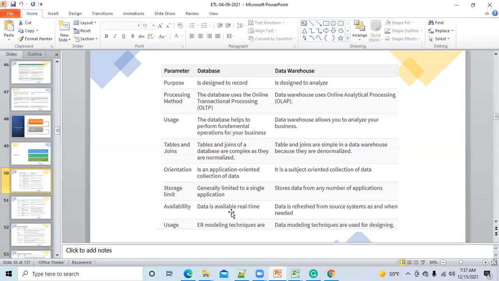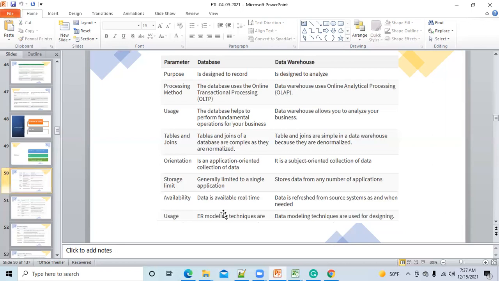Availability: data is available in real time. Why did I mention real time? Because day-to-day transactions are happening here, and here data is refreshed from the source system. Refresh means you're taking a copy, sorry, I forgot the term I mentioned at that time. Backup, right? You're taking a backup from the source system, or from the database, from time to time. That's what you're refreshing the data from the source system, and then you are loading that in the data warehouse. Now I have a question here. Do we have the same job for database and data warehouse?